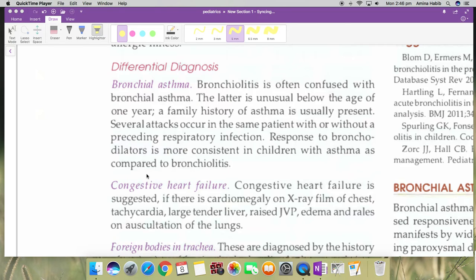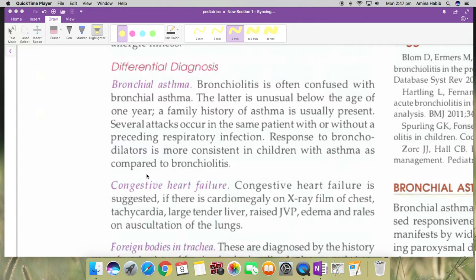Number three, asthma is a disease with a lot of recurrences, remissions, relapse, exacerbation. It's not that it occurs just once. It is episodic, full of exacerbations, and there is a lot of past history you will elicit. The fourth point is that when we give a bronchodilator, asthma patients respond much better as compared to patients of bronchiolitis. So the response to bronchodilators. These are the 4 points of difference between bronchiolitis and bronchial asthma.